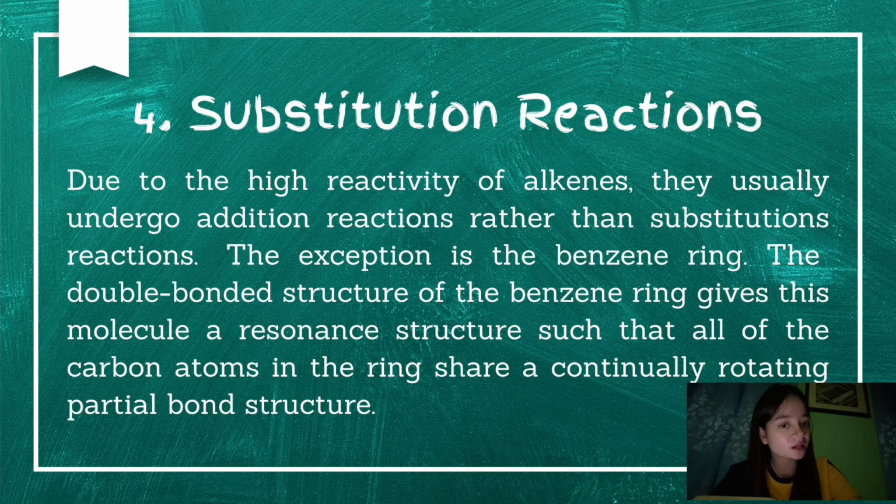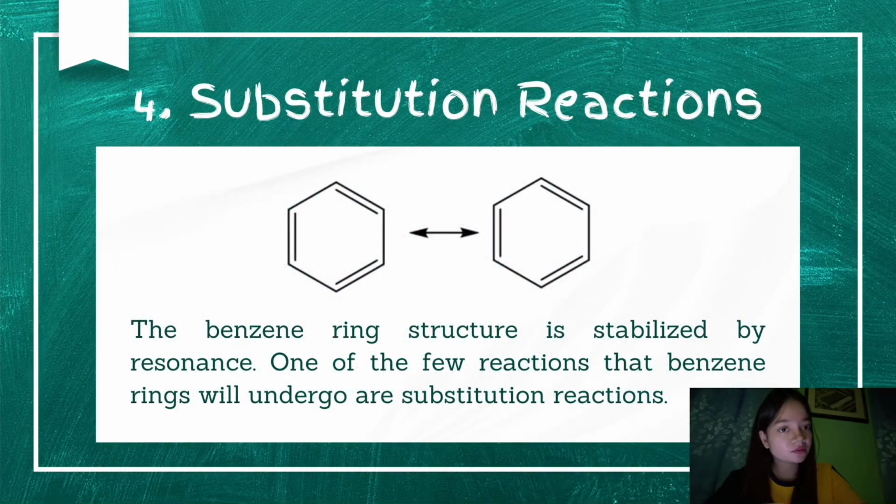So, alkenes and alkynes primarily undergo addition reactions due to the presence of their double and triple bonds. However, substitution reaction is rare. The benzene ring structure is stabilized by resonance. One of the few reactions that benzene rings will undergo are substitution reactions.